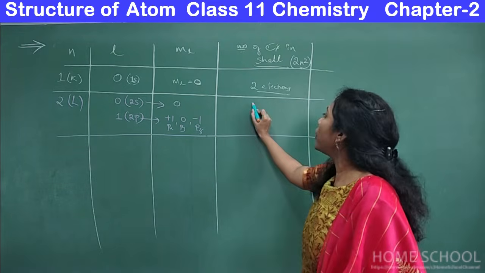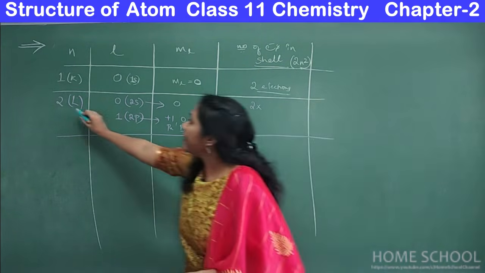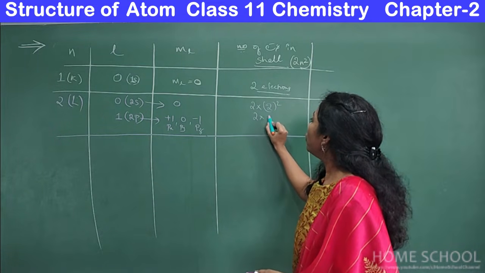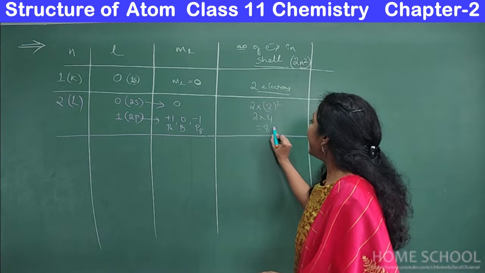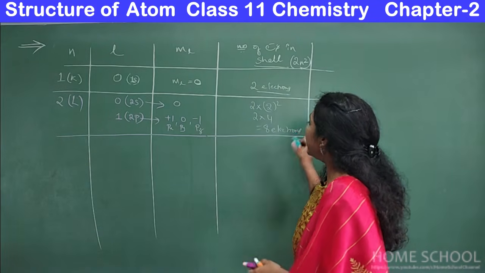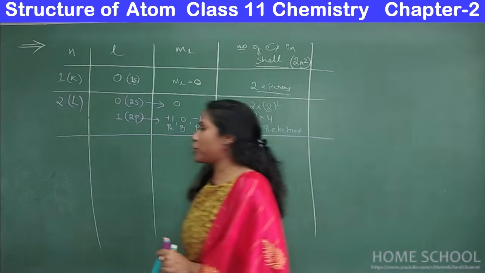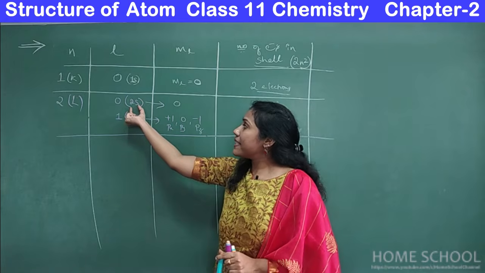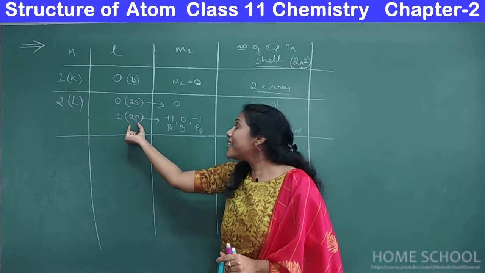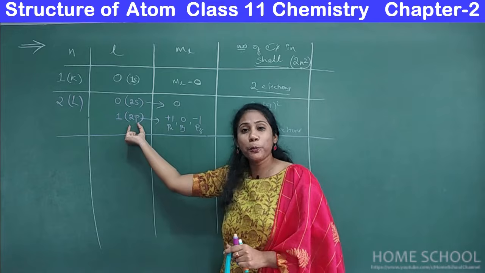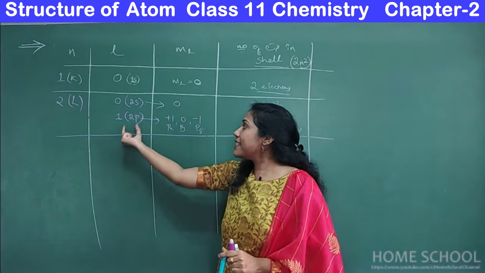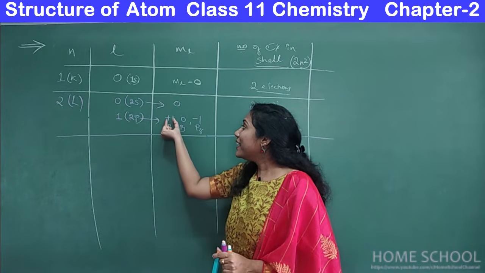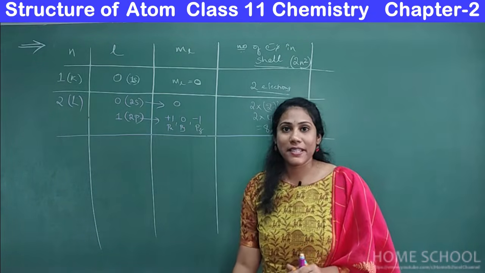Or you can apply this formula: 2n squared. What is the n value? n is equal to 2. So 2 square, so 2 into 4, that is 8. 8 electrons can be present in the second shell. Among the 8 electrons, 2 electrons are present in the 2s subshell and 6 electrons are present in the 2p subshell. Again, the 2p subshell has 3 orbitals, and in each orbital 2 electrons are present.